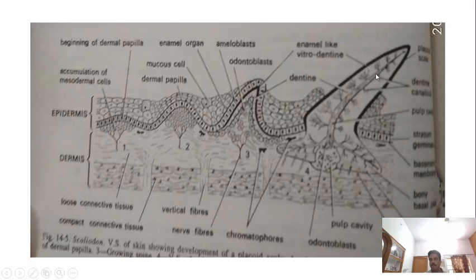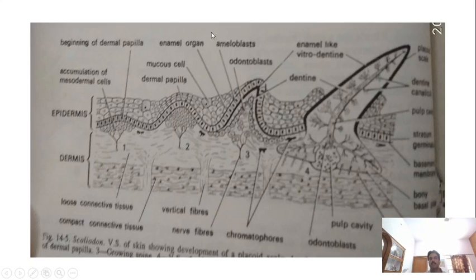So the development of the placoid scale is from epidermal cells, and the innermost layer of epidermal cells that forms the placoid scale is known as stratum germinativum. So the placoid scale originates from the stratum germinativum, and a few of its cells are known as ameloblasts.